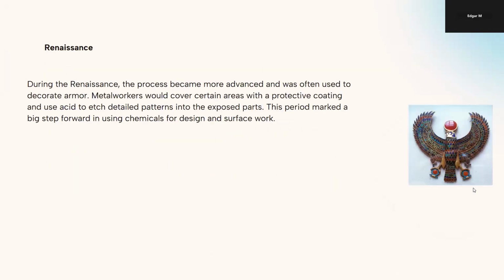During the Renaissance, the process became more advanced and was often used to decorate armor. Metalworkers would cover certain areas with protective coating and use acid to etch detailed patterns into the exposed parts. This period marked a big step forward in using chemistry for designing and surface work.